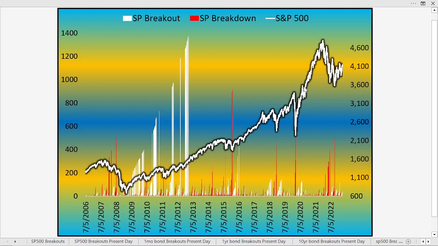The white lines work the same way. So for example, if we go back to around 2013, we see these white histogram bars hit a level of around 1300. The S&P 500 did not hit those significant highs for around 1300 days, so several years.